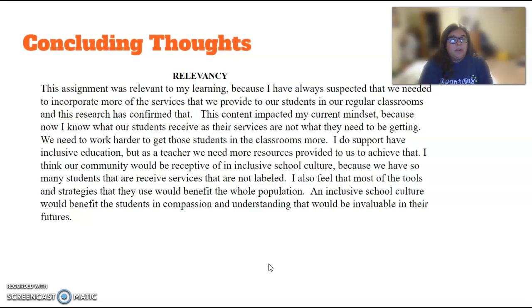I do support having an inclusive education, but as a teacher, we need more resources provided to us to achieve that. I think our community would be receptive to an inclusive school culture because we have so many students that already receive services that are not labeled. I feel like we already do this, even though we don't know that we're doing it, but I think we could definitely improve on what we're doing. I feel that the tools and strategies that they use would benefit our population as a whole, and that an inclusive school culture would benefit the students in compassion and understanding that would be invaluable in their future.